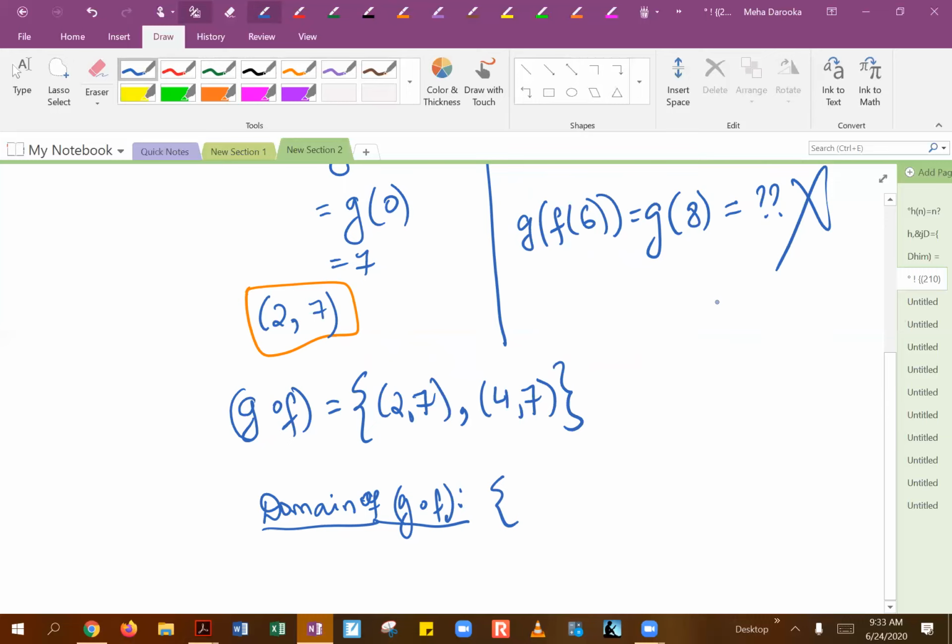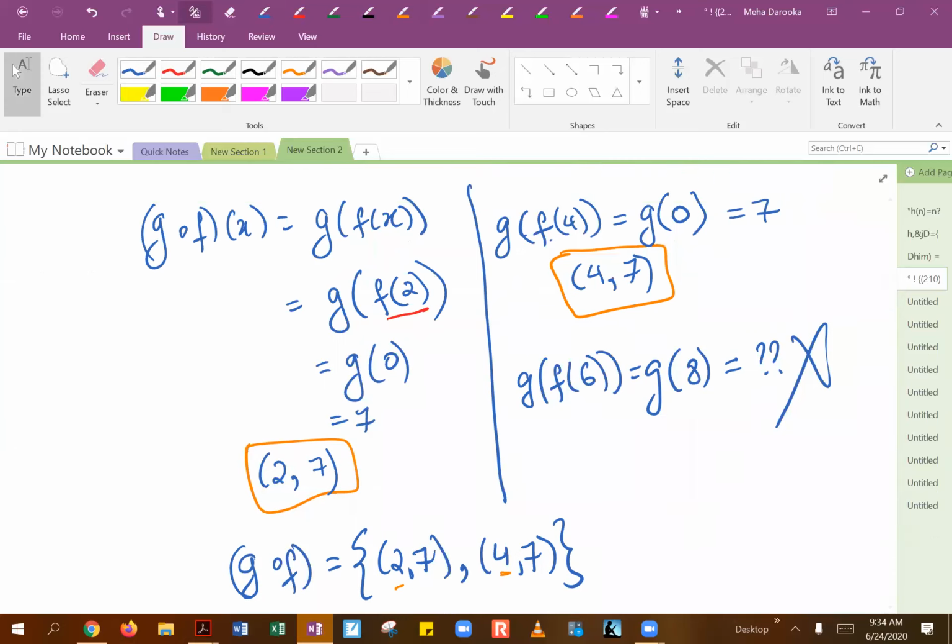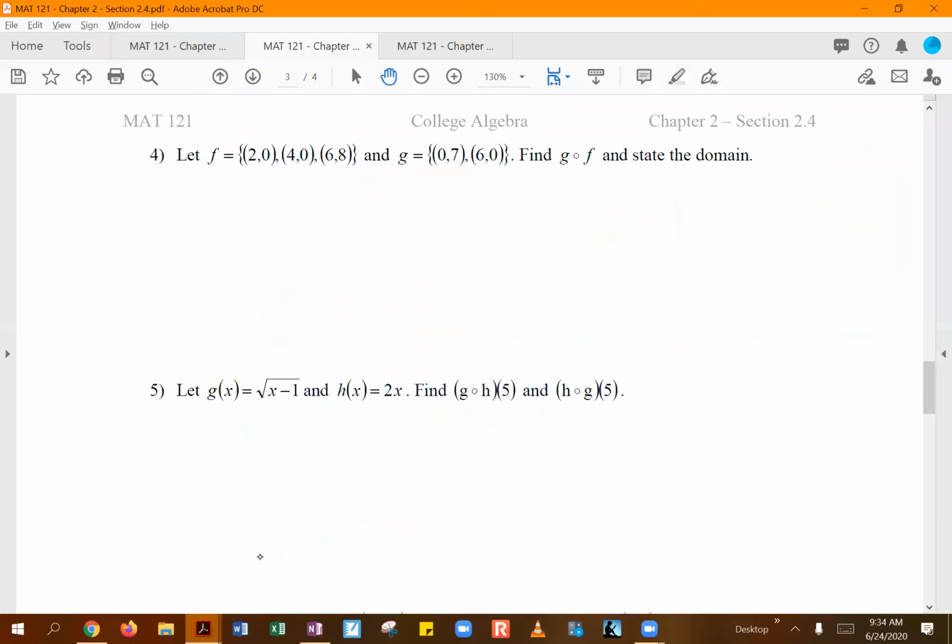So what would you put in the domain of the composition? Yeah, very nice, Clinton. It will be 2 and 4 because those are the only two ordered pairs we came up with. So since you only have the 2 and 4 for the x values, those 2 and 4 become your domain. Alrighty, and I think that's what they were asking us to do, was find the composition and state the domain.